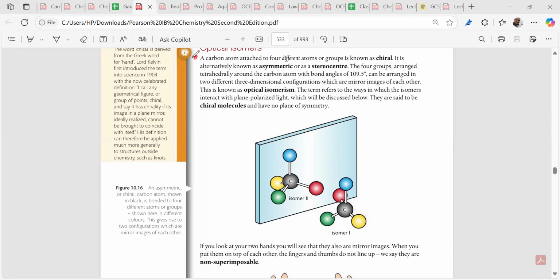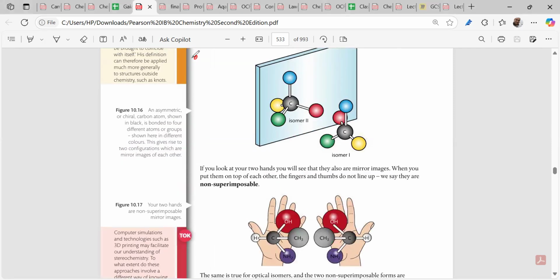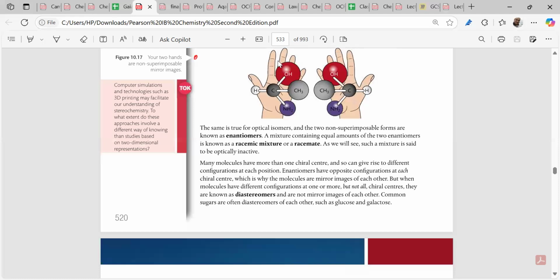Now read. If you look at your two hands, you will see that they are mirror images, and when you put them on top of each other, the fingers and thumbs do not line up. We say they are non-superimposable. Now read. The same is true for optical isomers, and the two non-superimposable forms are known as enantiomers.